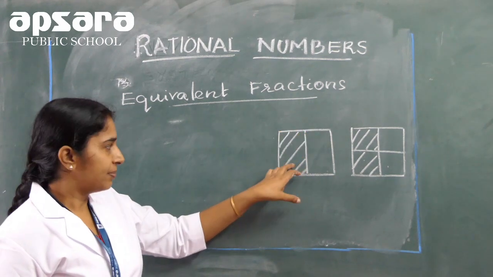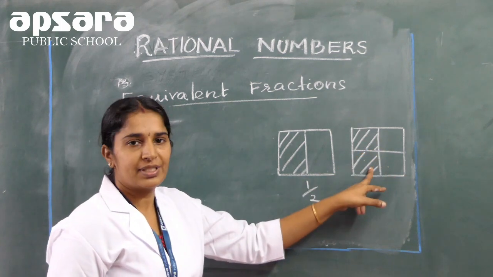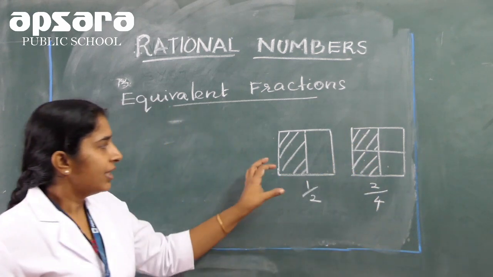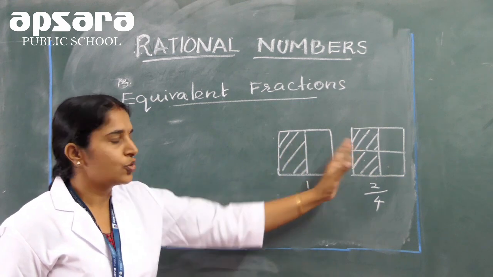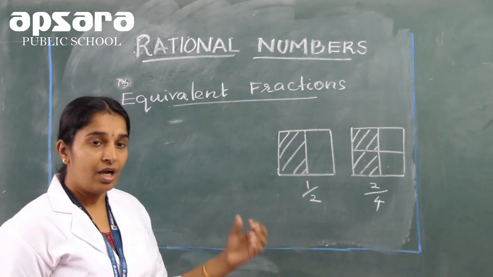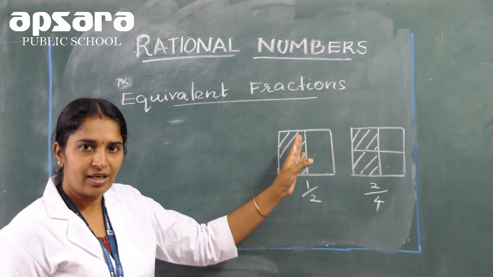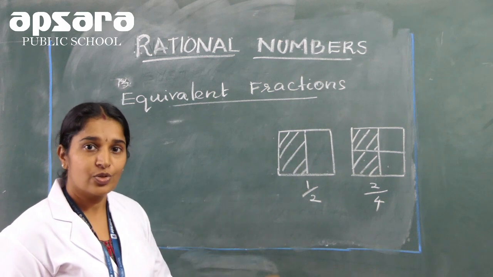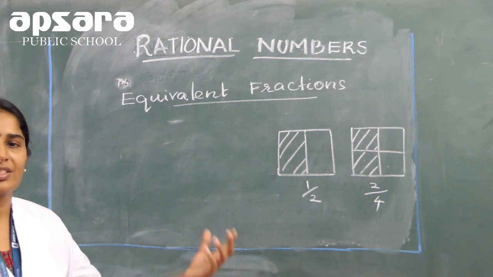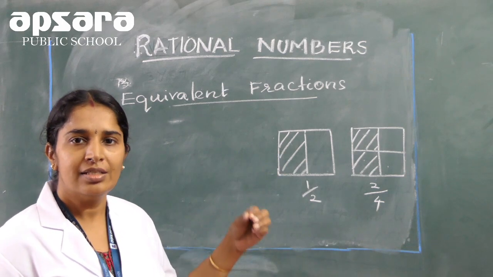And this shaded part represents 1 by 2, whereas these two shaded parts represent 2 by 4. By seeing the figure, you can understand that these two are equal, right? 1 by 2 and this is 2 by 4. How will you obtain 2 by 4 from 1 by 2? These two are equal, they represent equal parts, right? So here comes the importance of equivalent fractions. Equivalent fractions are obtained by multiplying both the numerator and denominator by the same digit.